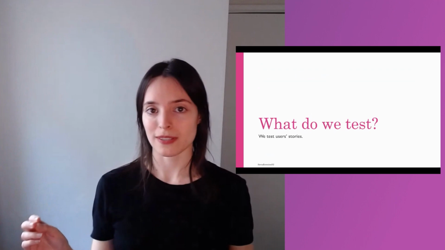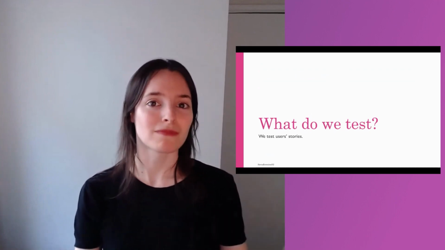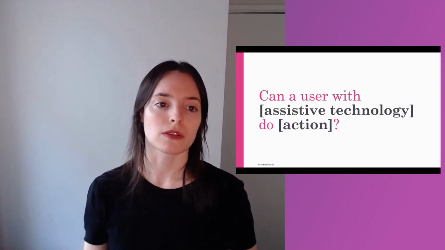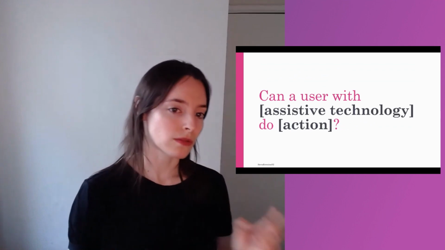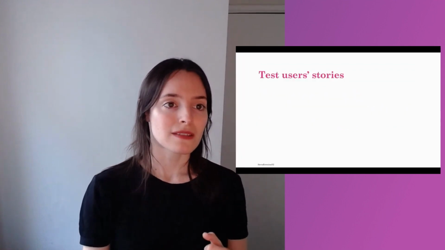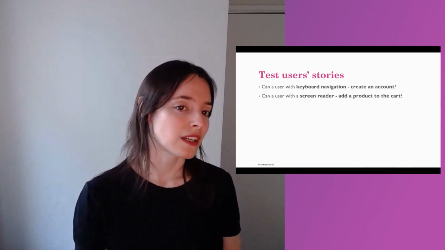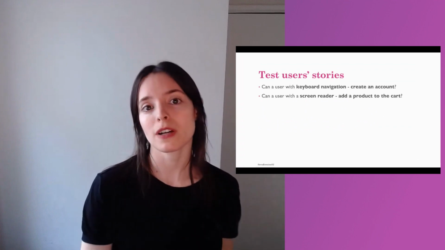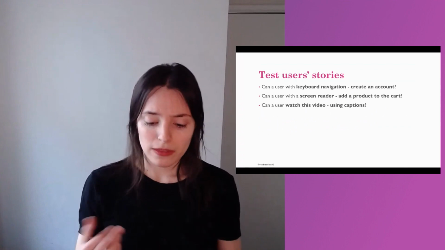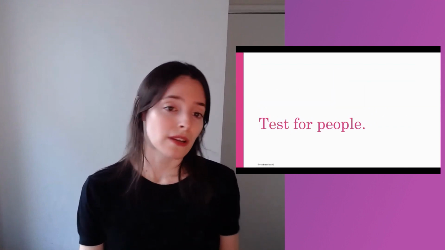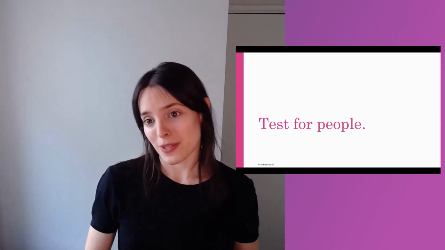We create user stories. So we don't just go into the website and begin tabbing, which is good, but not the best. We actually write user stories like, can a user with this assistive technology do this action? Something that is more real, like, can a user with keyboard navigation create an account? Can a user with a screen reader add the product to the cart? Can a user watch this video using captions? If we do these kinds of things, we are testing for people. We are not testing for robots. And our users are humans, not robots.